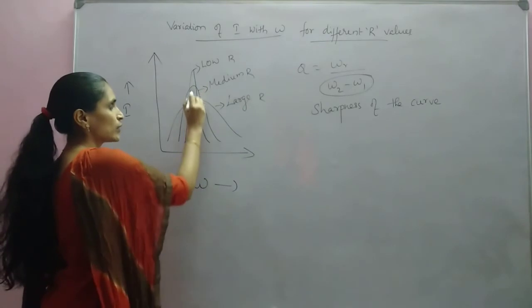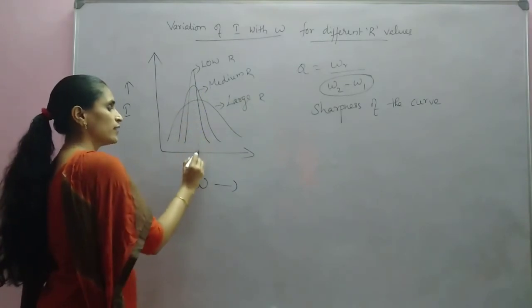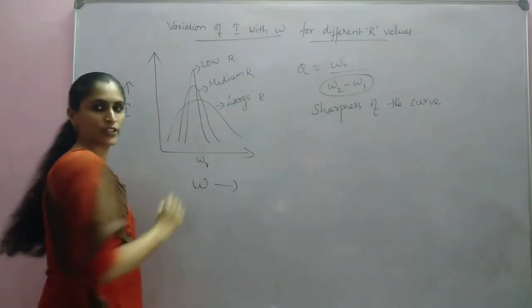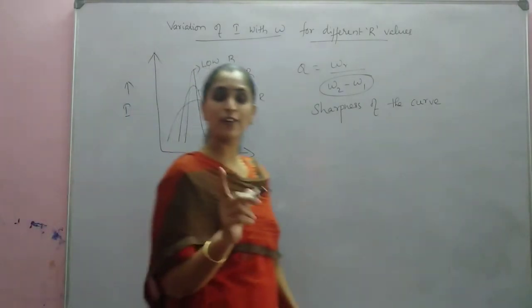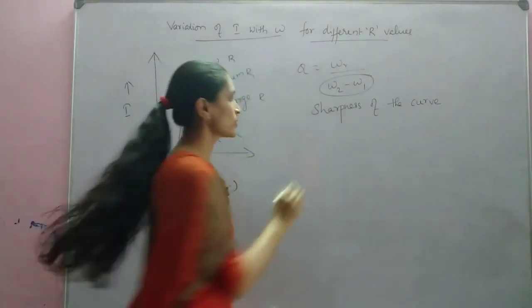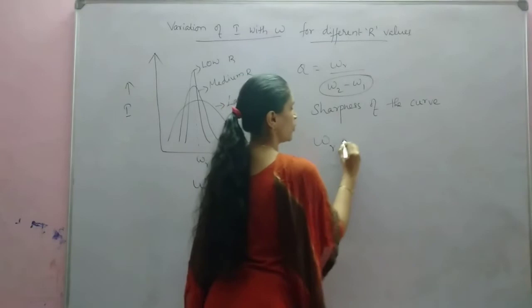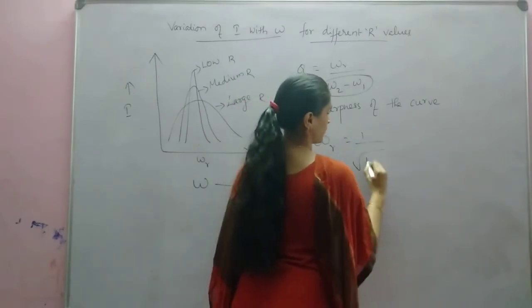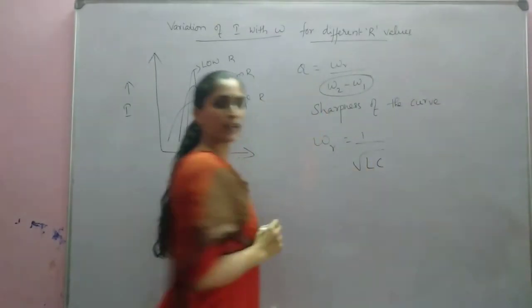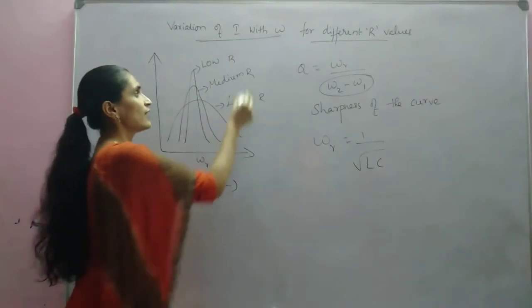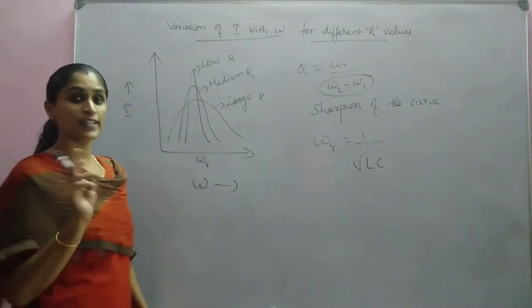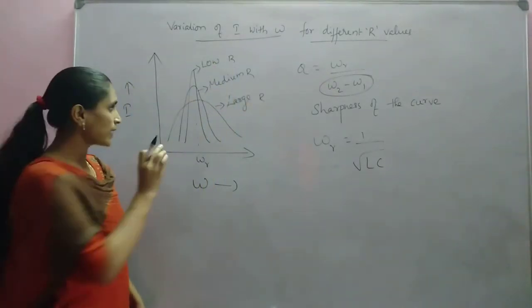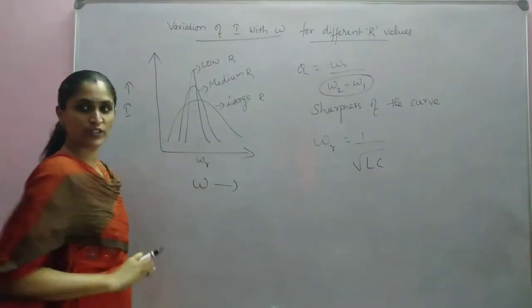Is it clear? But you have to see that in all these graphs, the resonant frequency will remain the same. It will be at that particular value of frequency only. It will not vary for a given circuit. Resonant frequency does not depend on the value of the resistor, because resonance frequency depends only on the value of inductance and capacitance. So if we change the values of resistance, resonance frequency will not change, but you can see the shape of the graph is changing.